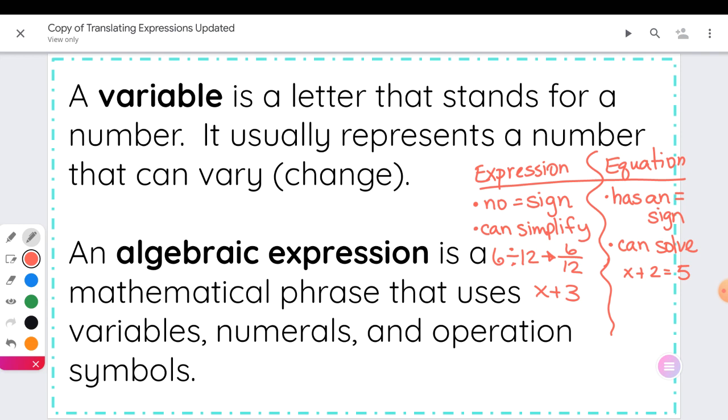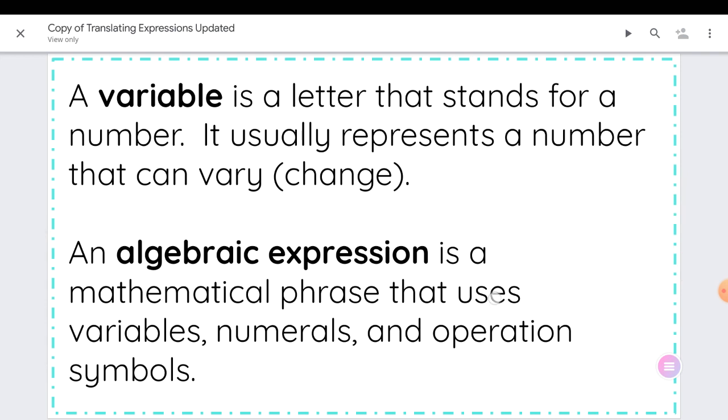Or if they gave me a value for x, I could simplify it. So if they said x equals 2, what would that expression simplify to? 2 plus 3. 2 plus 3, which is? 5. 5. Okay? And that's what we're going to get into, is simplifying these expressions. Okay, but first we had to understand the difference between an expression and an equation.